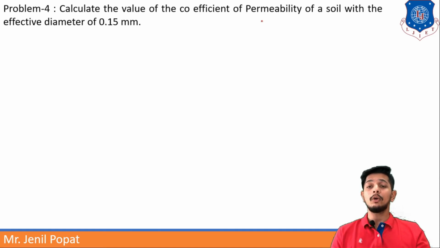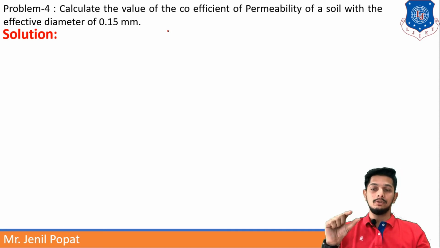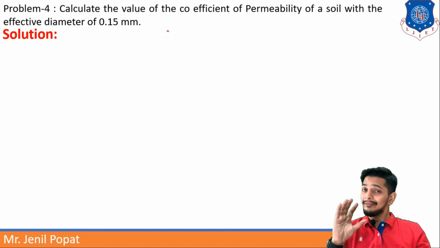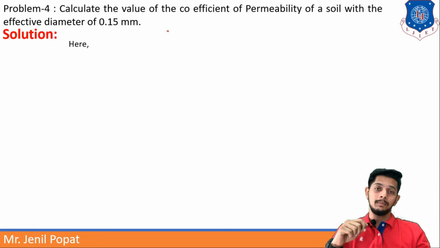Calculate the value of the coefficient of permeability of a soil with the effective diameter of 0.15 mm. So here permeability for an effective diameter is to be found out. Now effective diameter is given as 0.15 mm. Here effective diameter means D10. So D10 is given. So we have to remember the very beginning of this chapter and factors affecting permeability.